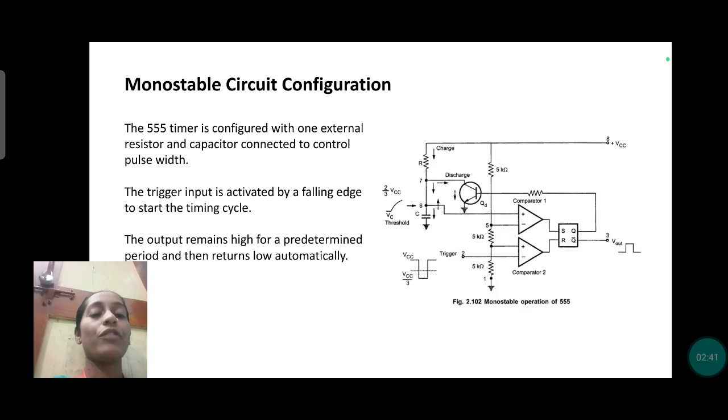Monostable circuit configuration. The 555 timer is configured with one external resistor and capacitor connected to control the pulse width. The trigger input is activated by a falling edge to start the timing cycle. The output remains high for a predetermined period and then returns low automatically.